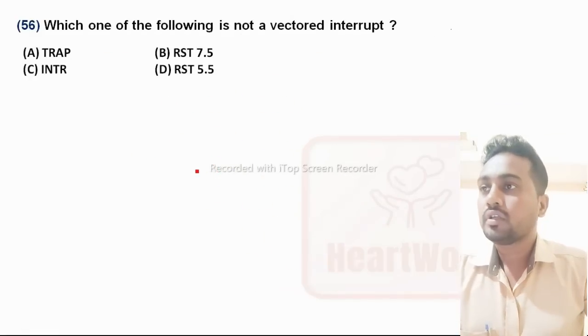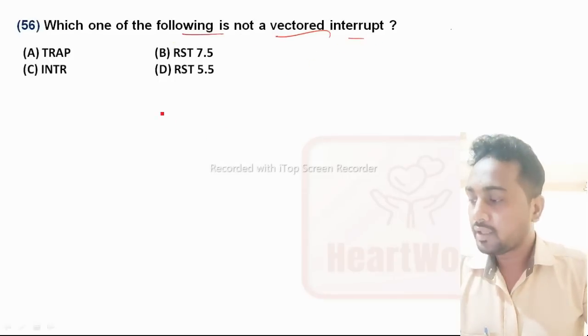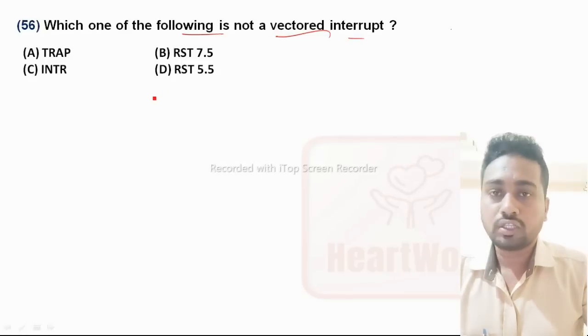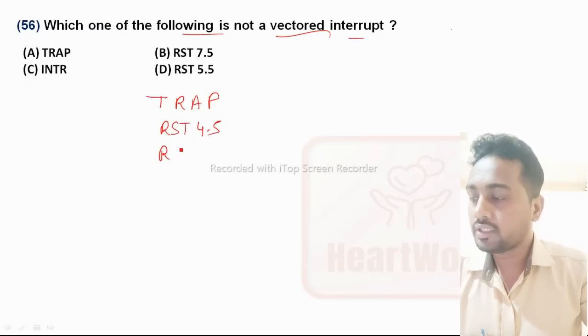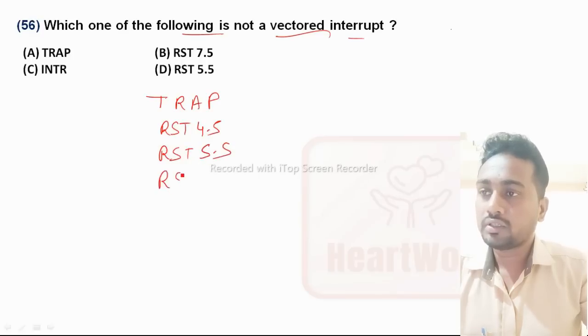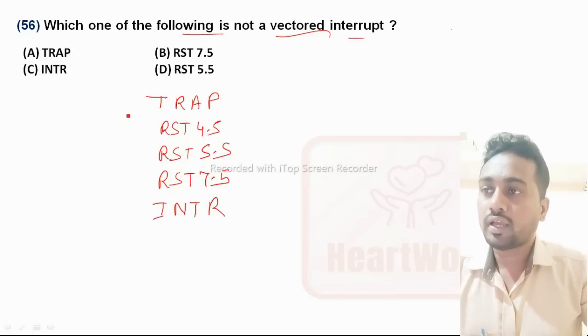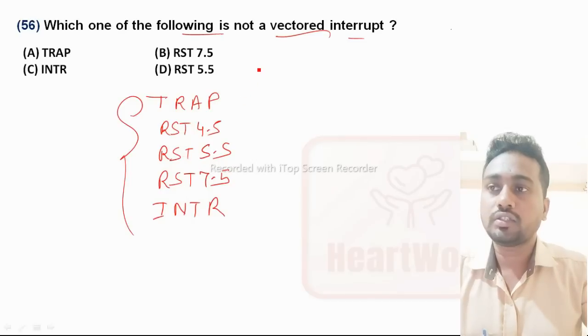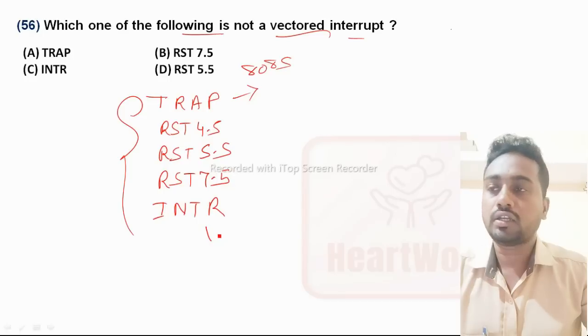Next, which one of the following is not a vectored interrupt? If we see interrupt signals in a microprocessor, there are 5 types of interrupt signals. First one is TRAP, second is RST 4.5, RST 5.5, RST 7.5, and INTR. These 5 types of interrupt signals are used in the 8085 microprocessor. TRAP is called the highest priority interrupt signal, and INTR is called the lowest priority interrupt signal.